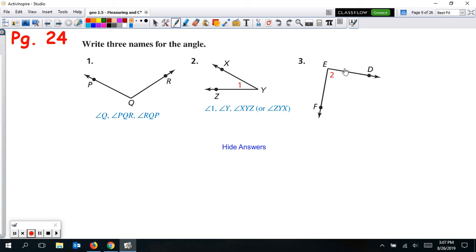This one, you can name it with the number, angle 2. You can name it with the vertex letter E, angle E, or you can name it with the 3 letters D, E, F, or F, E, D, as long as E is in the middle. And there's the 4 different ways we could do that one. All right, so if you didn't include one of those, go ahead and write that down and include that. Make sure you wrote that down there on page 24 where that vocabulary is that we just had written down about naming the angles.